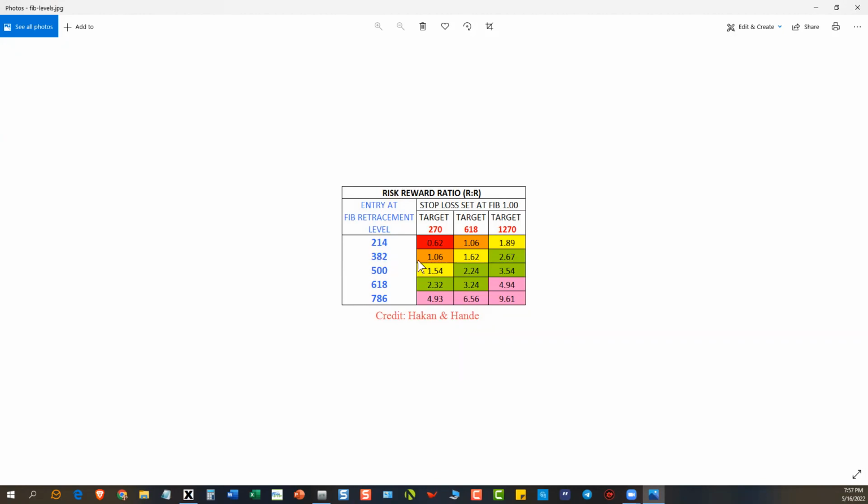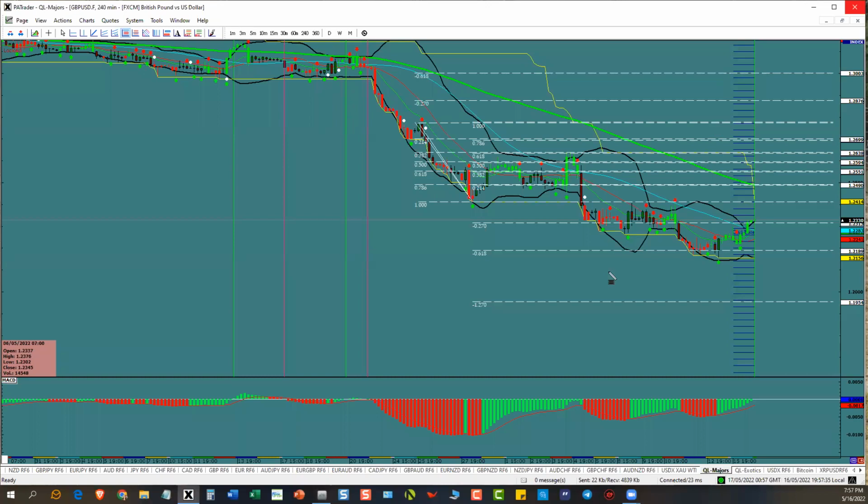However, every other fib retracement, 382, you're going to risk $1 to make $1.06. At the 50%, you're going to risk $1 to make $1.54. At the 618, you're going to risk $1 to make 2.32. And at the 6786, you're going to risk $1 to make almost $5. All right, 1 to 5. And that's the first target. So you can see that's the target.